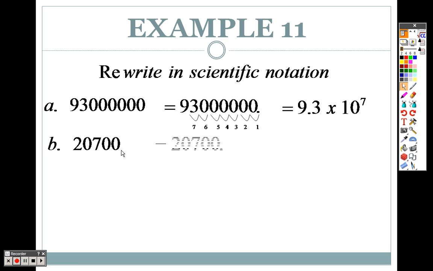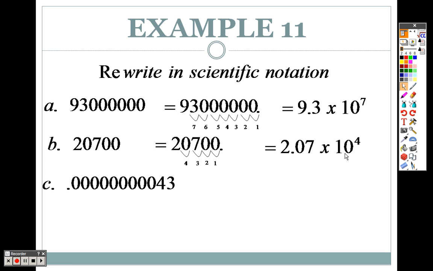Over here, once again, it's like saying there's the decimal. So I move it 1, 2, 3, 4 spots, and 2.07 is in between 1 and 10, so it's good. And since I moved it to the left 4 spots, it's times 10 to the 4th power.